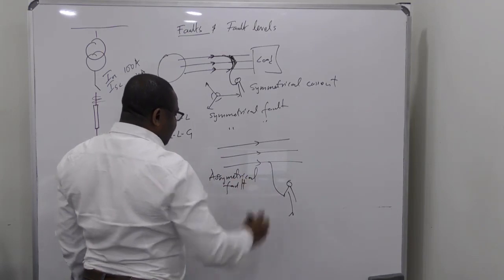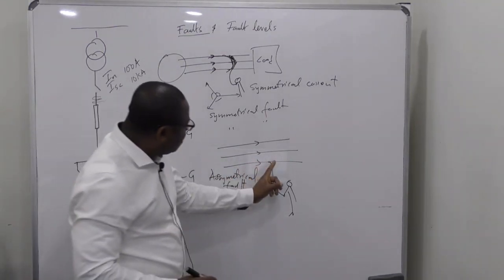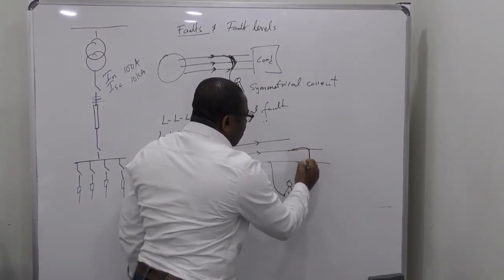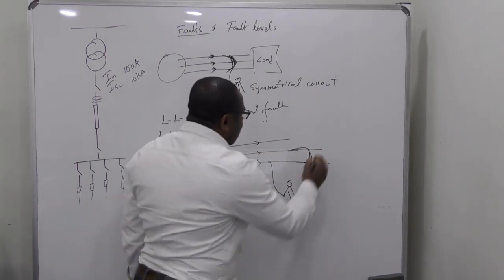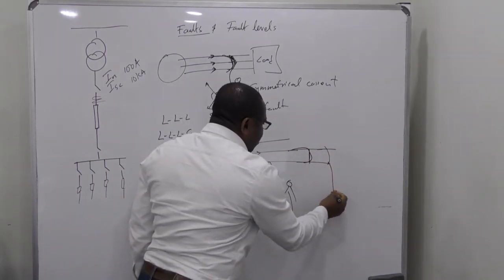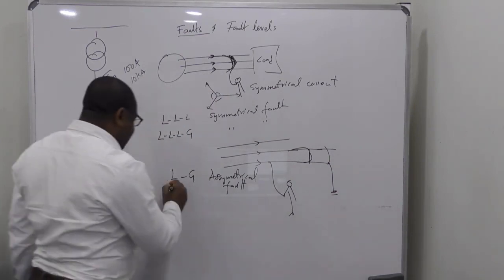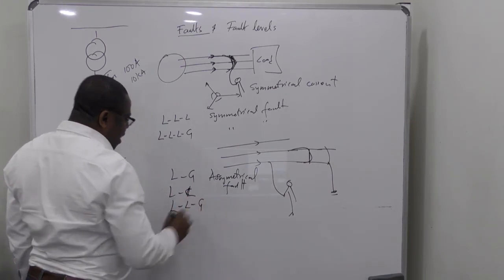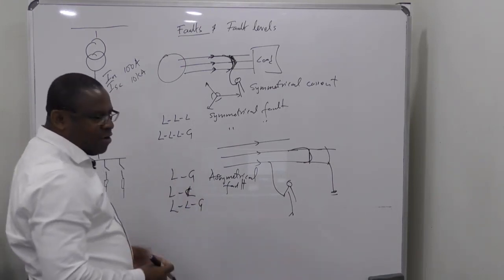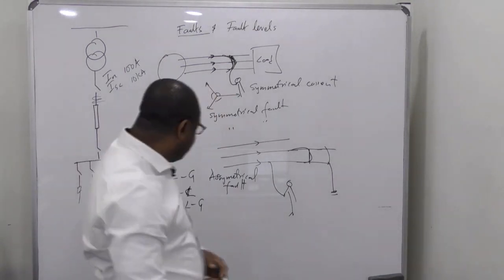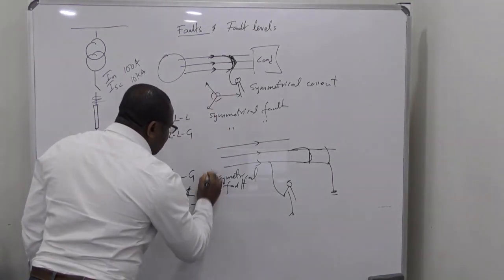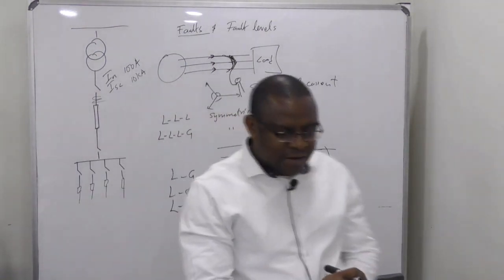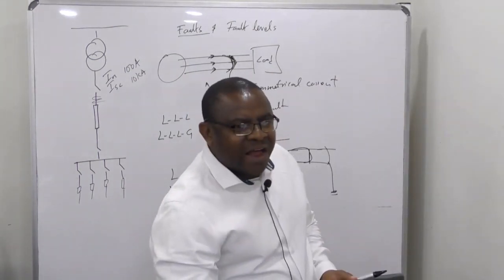So we have a lot of different kinds of faults. We can have a single line to ground fault. We can have a double line fault, somebody touching, holding these two together, or we can have a double line to ground fault. All these are what we call unsymmetrical faults. So they are all unbalanced faults.